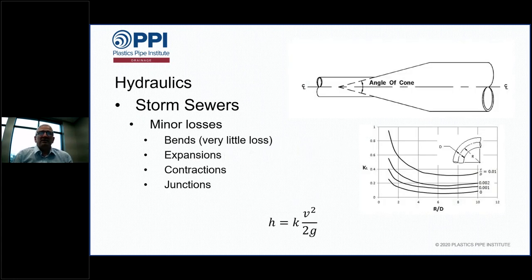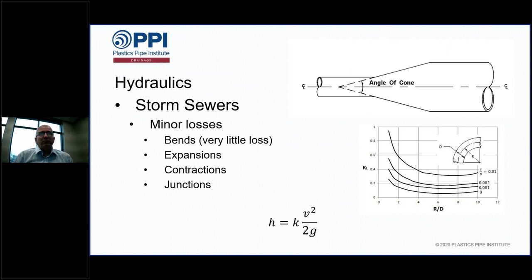Other things are minor losses. They're always in some permutation of a K value times V squared over 2g, where V is your velocity and g is your gravity. K is your coefficient for your minor losses. And there's lots of different losses to consider: bends, contractions, expansions, junctions. And what you see in the chart on the right is for a bend.